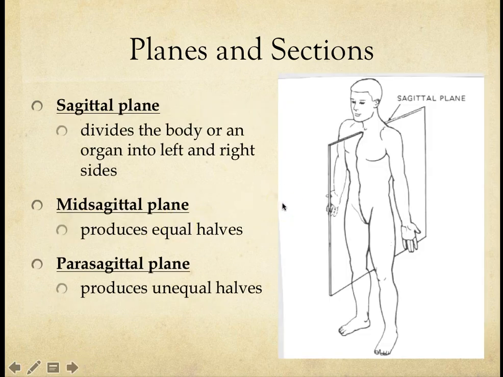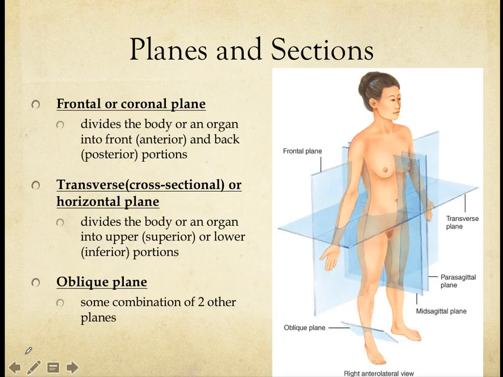Okay, so that sagittal plane we had mentioned before to you, the sagittal plane will divide the body into a left and right half. If we cut it straight down the middle, right at that midline, we'll produce equal halves. If we cut anywhere off of that midline, obviously we're not going to produce equal halves. We'll have unequal halves. So that's considered a parasagittal plane.